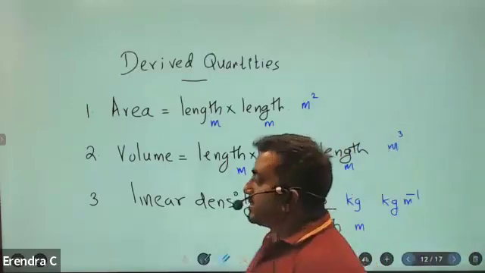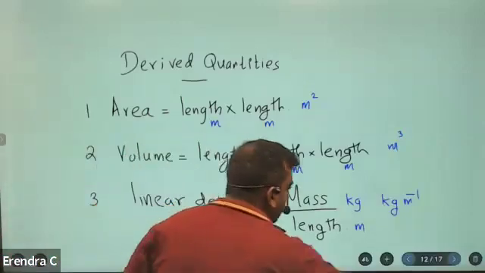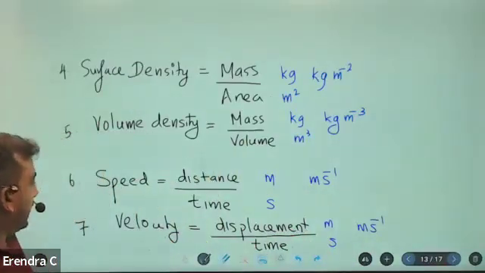Area, volume, linear density. Anybody still writing this? Anybody still writing? No one? Okay.